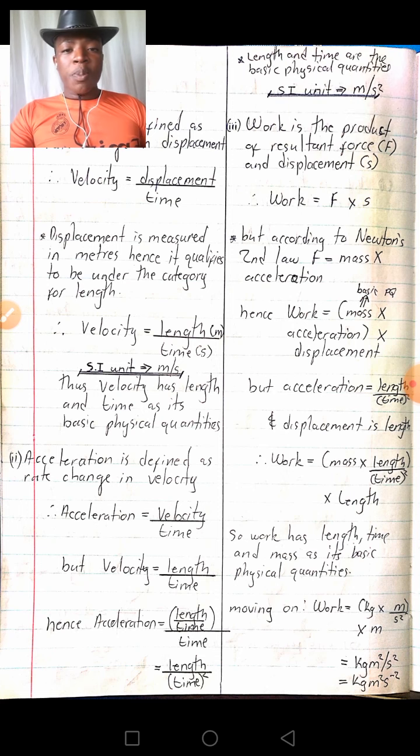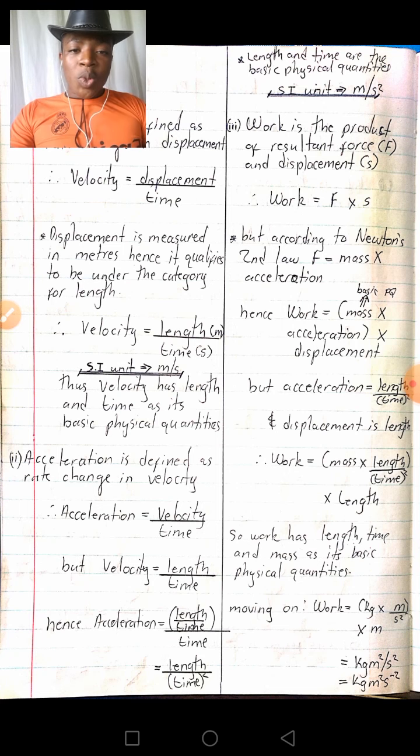On the other half of this page, we are saying that length and time are the basic physical quantities of acceleration, and then the SI unit is simply length over time squared, or meters over seconds squared. So it's meters per second squared.